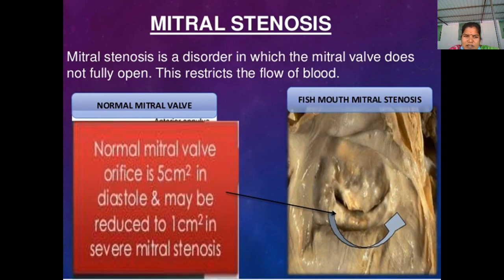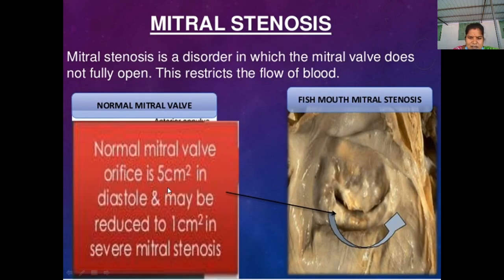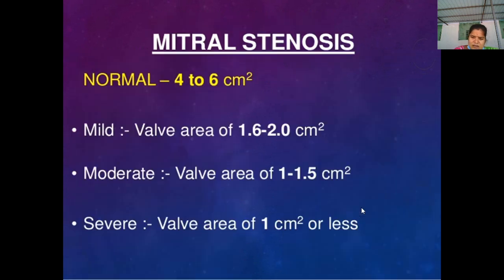So mitral stenosis is a disorder in which the mitral valve does not open fully. The mitral valve may not be able to open fully. Because of this, the flow will be restricted. Mostly you see this is how it looks because of this obstruction, the fish mouth mitral stenosis. The fish mouth looks like this.